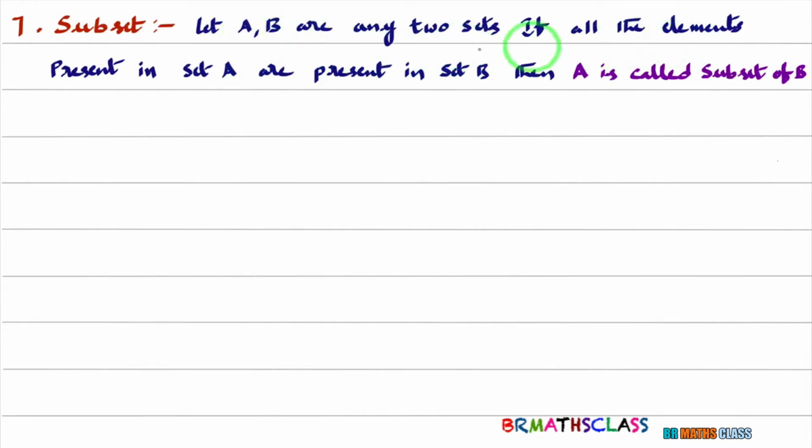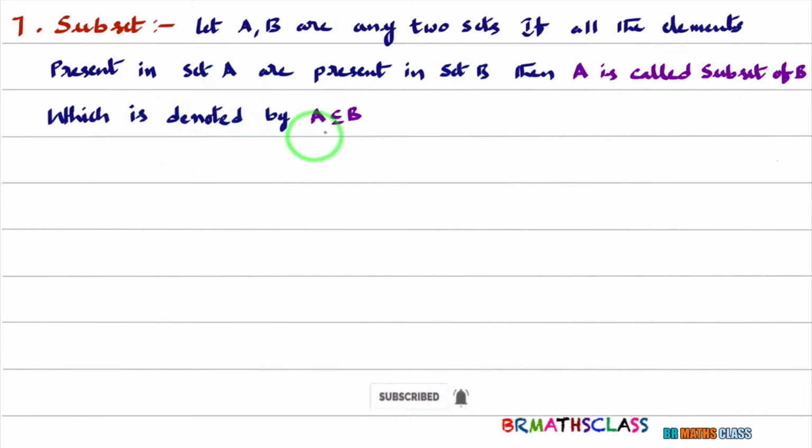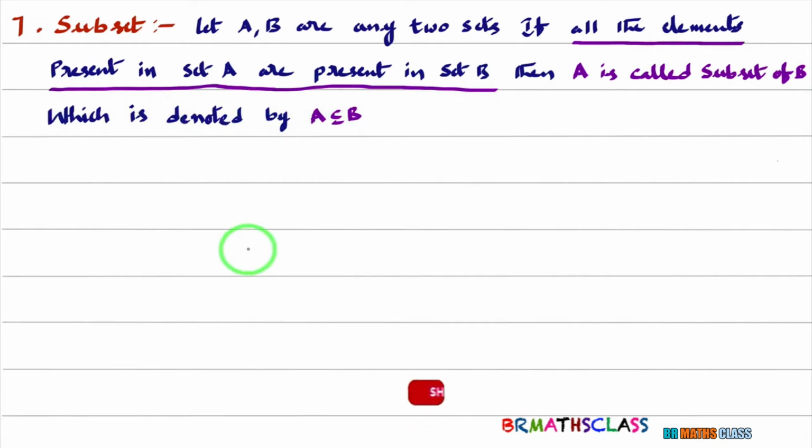If all the elements present in set A, that means every element present in set A are present in set B, then A is called subset of B, which is denoted by A is subset of B. We'll try to understand this with example. You observe here, I consider a set A is equal to {1, 2, 3}.